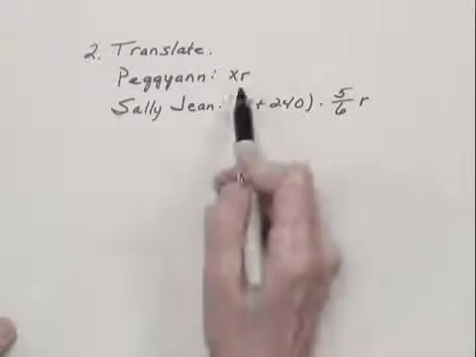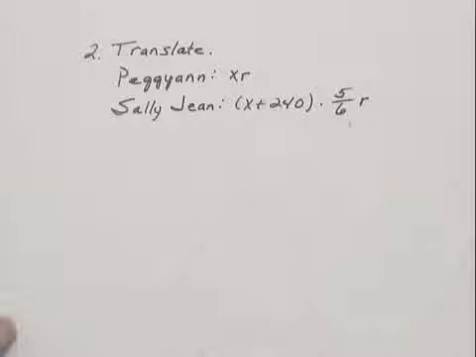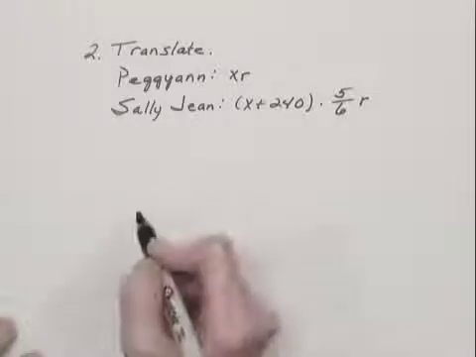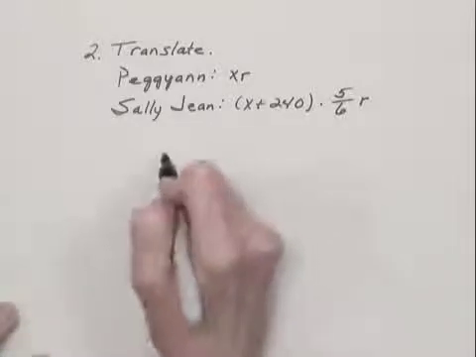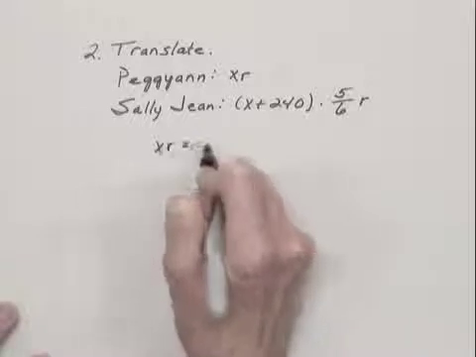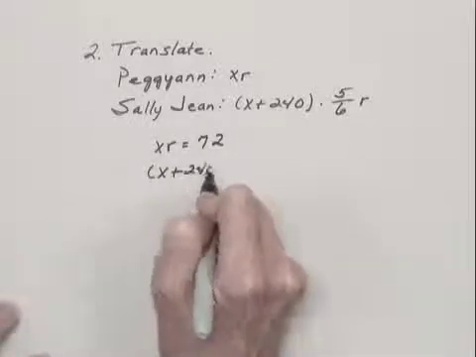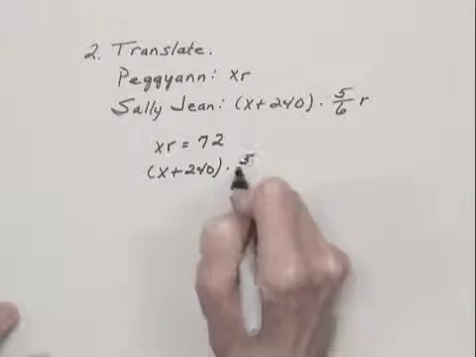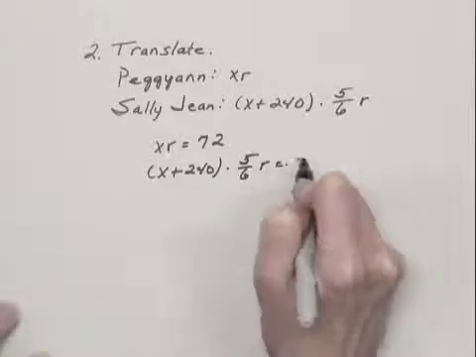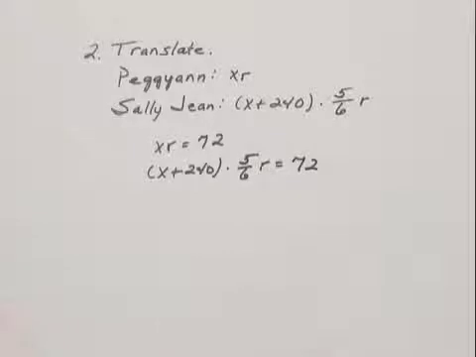Peggy Ann's interest is this amount, and this is Sally Jean's. This is what we just determined. And we know that they each earned $72 in interest. So this tells us that x times r is equal to 72, and also that x plus 240 times 5/6 r is equal to 72. Their amounts of interest were the same. So this is the system of equations that we're going to solve.